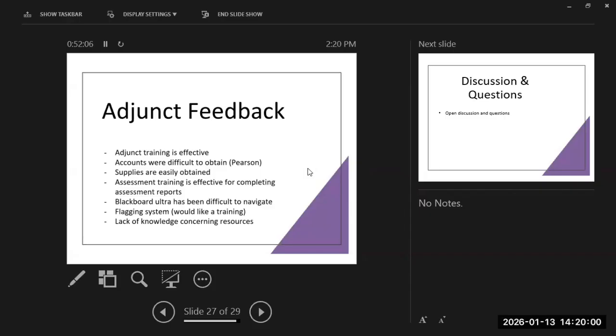So they would like a specific training on how the flagging system works. They had a lot of trouble. If you didn't click in a certain spot, it did not take you to what you needed. Very frustrating. So I have to agree with them on that one. And then they said that they felt they had a lack of knowledge of resources. So I asked, do you mean resources for students or resources for you or both? And they said both.